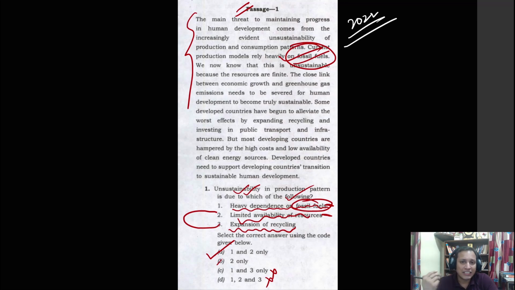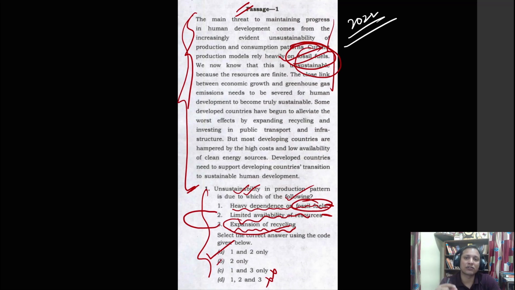Now you see how easily you could get the answer. You are not supposed to read the entire passage. Just read the question and you can easily eliminate 3, then read a few lines and confirm that fossil fuel is there in the passage, and you get the answer 1 and 2 only. Like this, in every passage, if you are saving 30 seconds, 40 seconds, 50 seconds, 1 minute, you can use it for solving a reasoning question, or for solving a quantitative aptitude question.